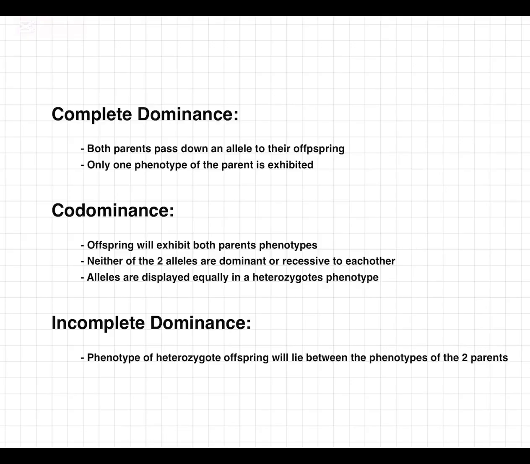Before we determine what types of dominance are coding for each trait, it will be helpful to ensure we completely understand what each type of dominance is. First, we have complete dominance. Then we have codominance. And lastly, we have incomplete dominance.